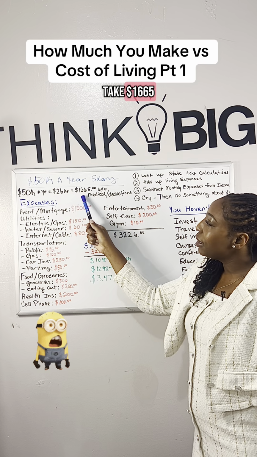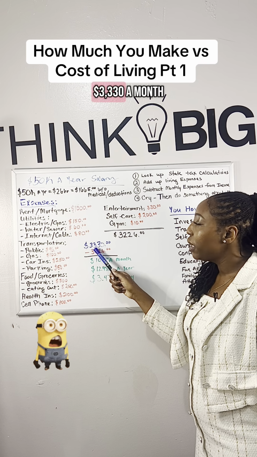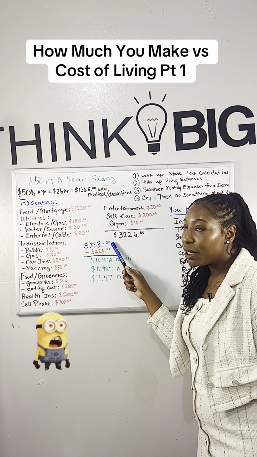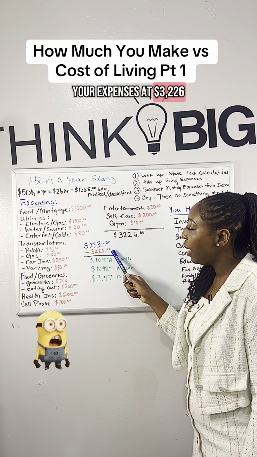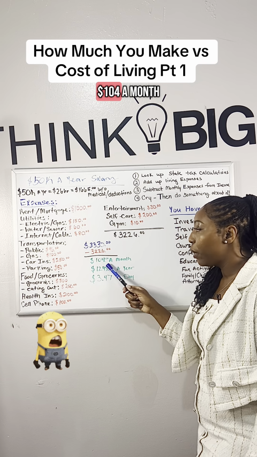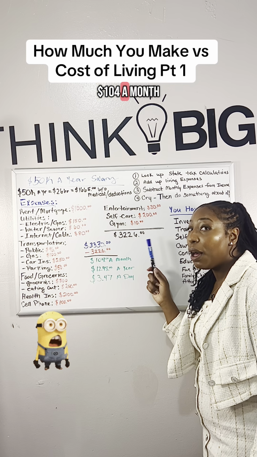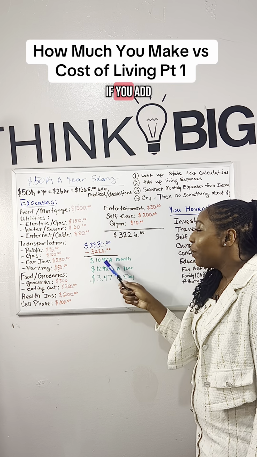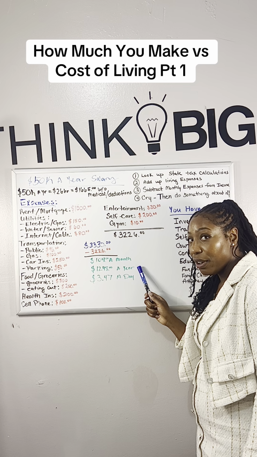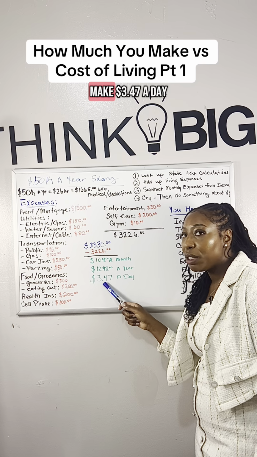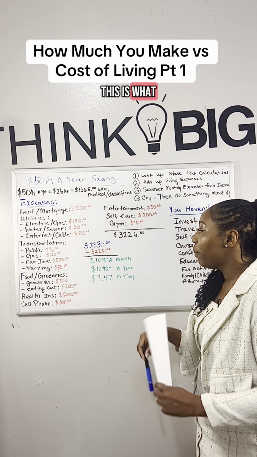Now, if we take $1,665, which is what you make bi-weekly, that means you make $3,330 a month. So you deduct your expenses at $3,226, you're left with $104 a month. $104 a month. Okay. If you add that up, it is $1,248 a year. And when you really break it down, that means you make $3.47 a day.